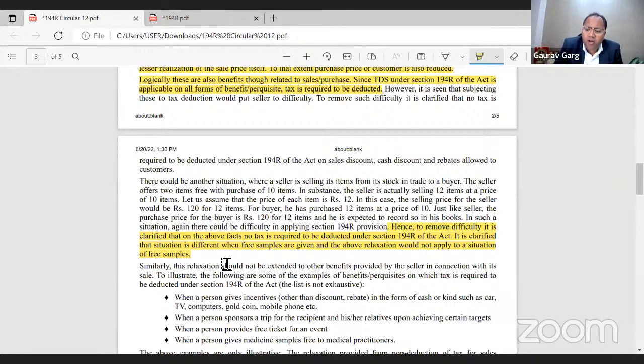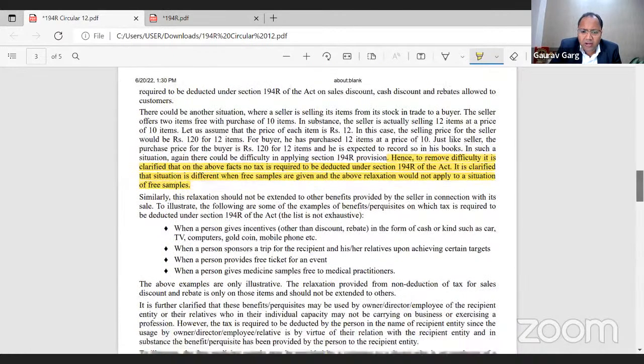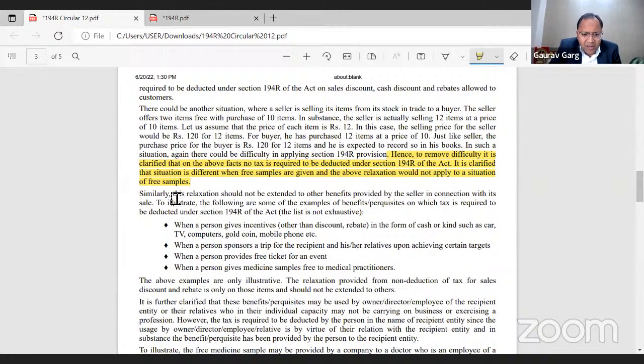So if you're giving it to your normal customers, which is not arising because of the business or profession, then no tax, no TDS on free samples. Otherwise, yes, there would be a situation wherein we need to deduct the TDS. Similarly, this relaxation should not be extended to other benefits provided by the seller in connection with its sale. To illustrate, the following are some of the examples of benefit on which tax is required to be deducted under section 194R of the Act.